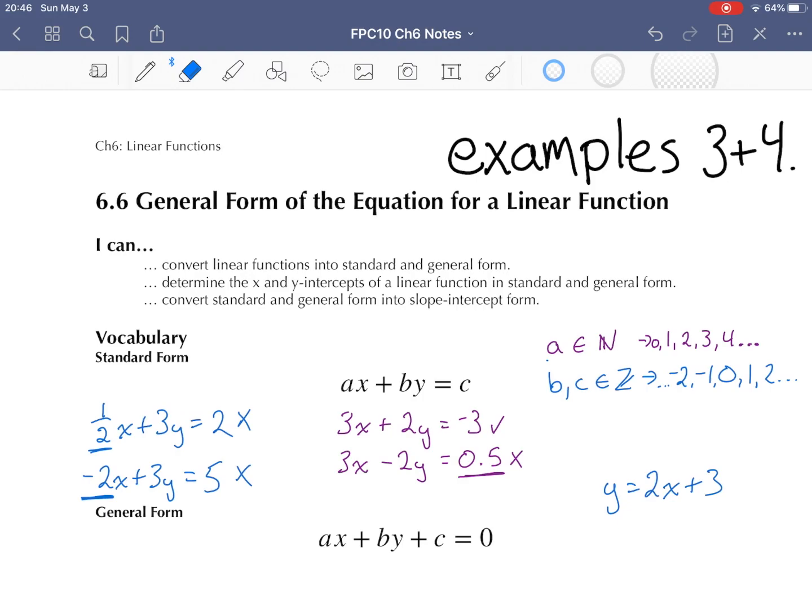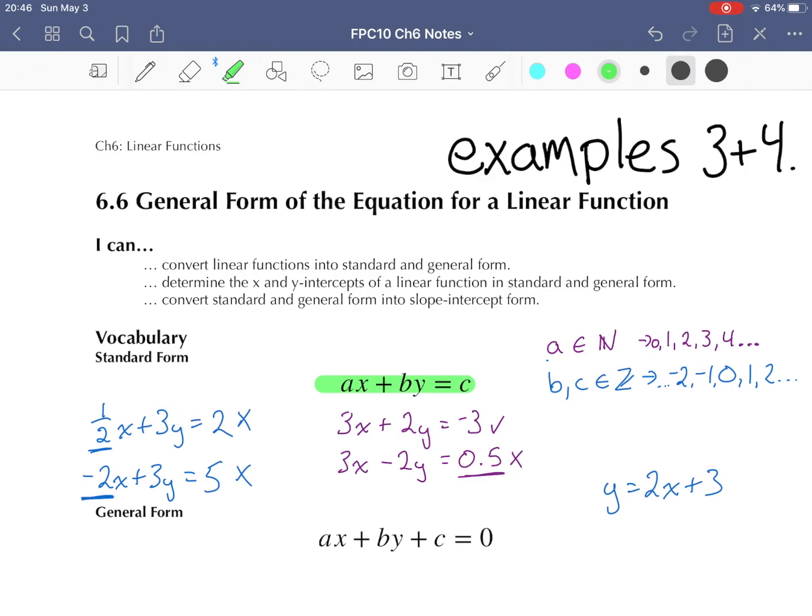Really, you need to know standard form because you just convert general form to standard form and then find the x and y intercept. Convert standard and general form into slope-intercept form. You do that by isolating the y variable.